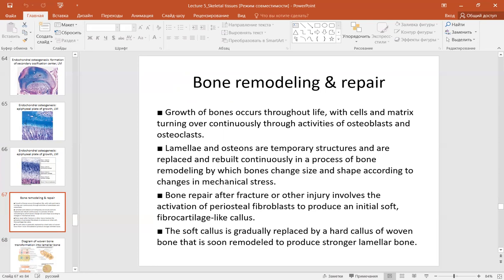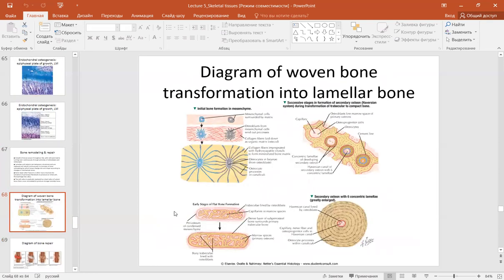Bone repair after fracture or other injury involves the activation of periosteal fibroblasts to produce an initial soft fibrocartilage-like callus. The soft callus is gradually replaced by hard callus of woven bone that is soon remodeled to produce stronger lamellar bone. Here you have the diagram of woven bone transformation into lamellar bone.